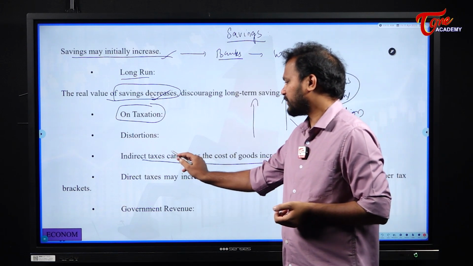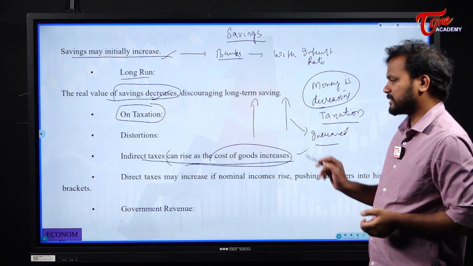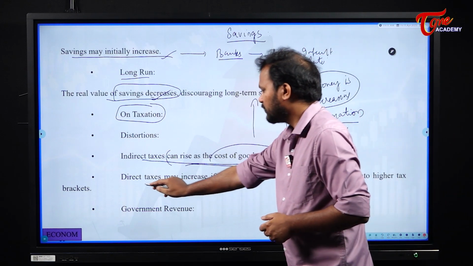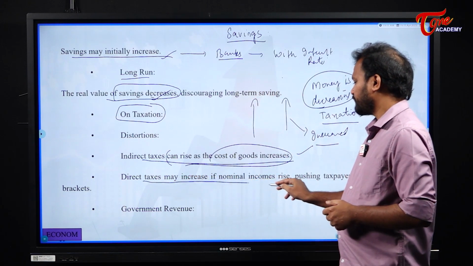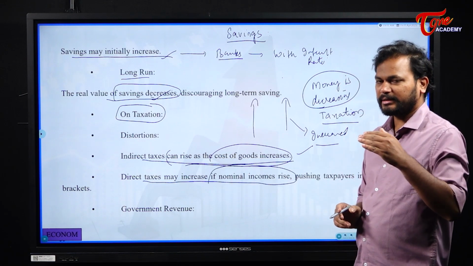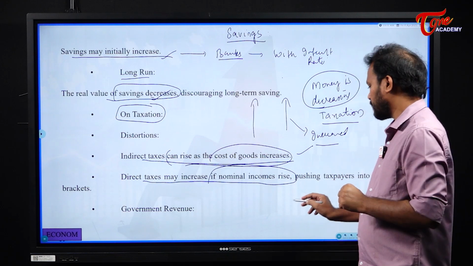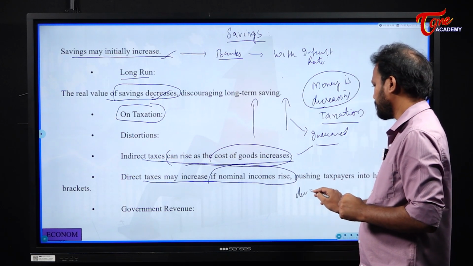So indirect taxes can rise as the cost of goods increases. Yes. Direct taxes may increase if nominal income rises, because when the direct taxes are increasing, the level of circulation of money decreases. That leads to a decrease in inflation.